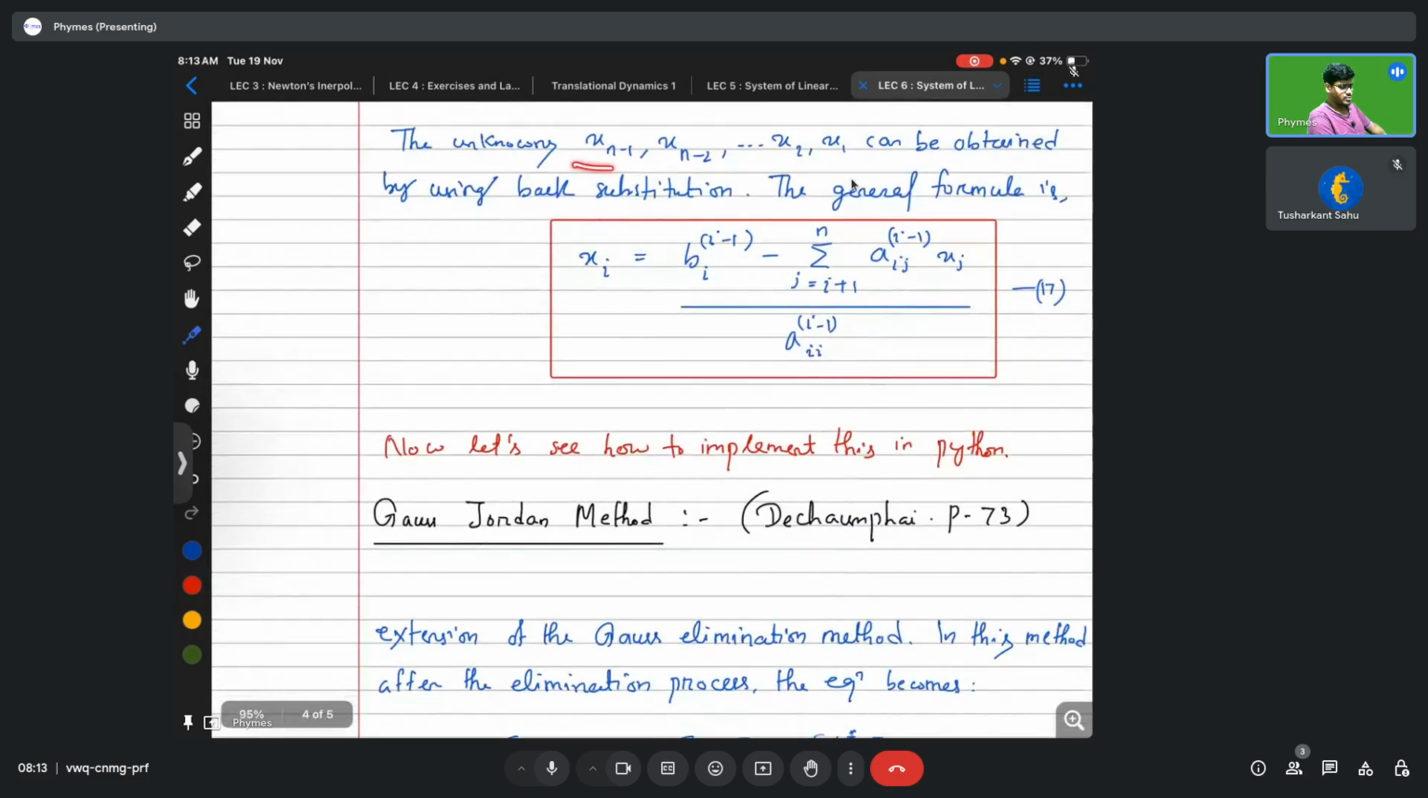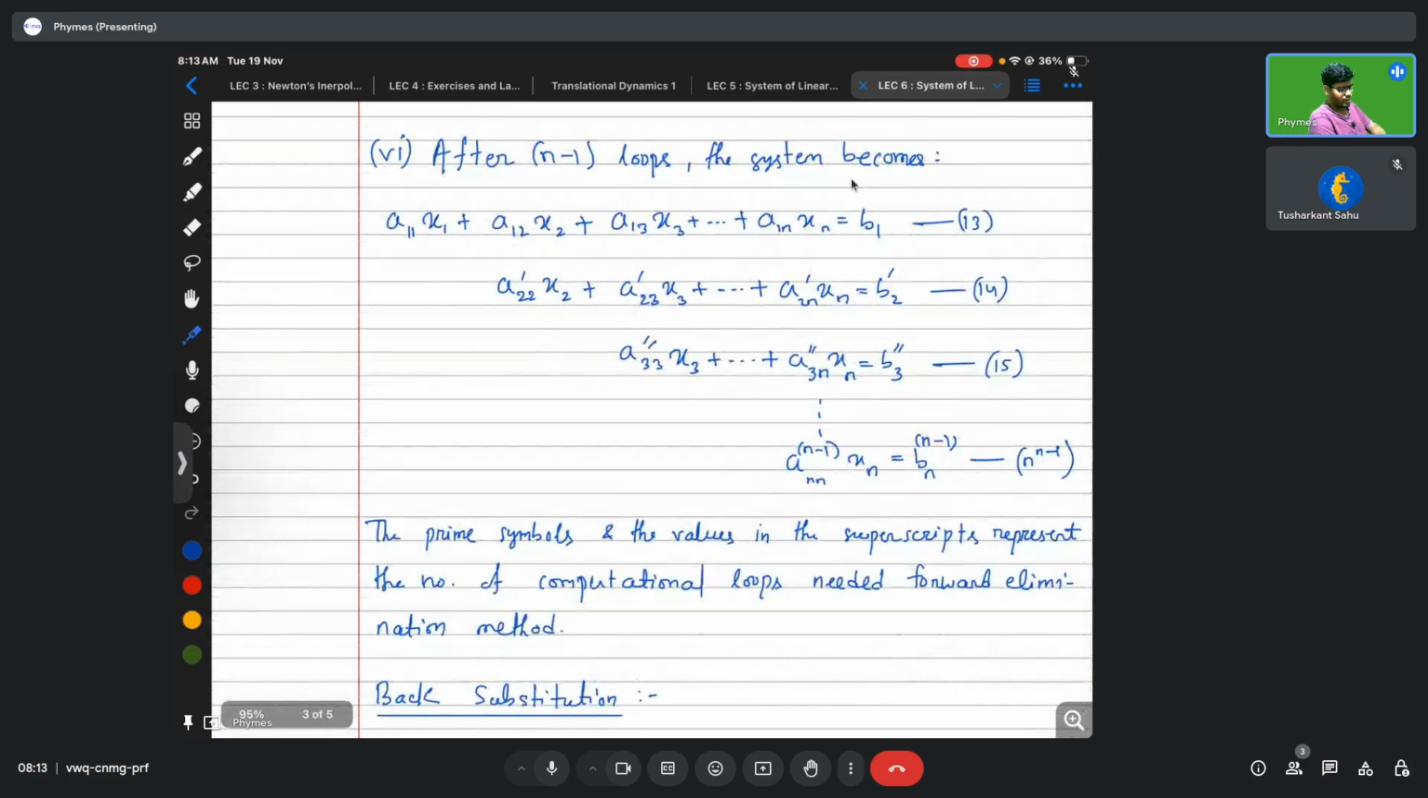So you have to go in the reverse order, and you have to find all these variable values. The unknowns xn minus 1, xn minus 2, x2 up to x1 can be obtained by using back substitution, and the general formula is this. How to get this general formula?